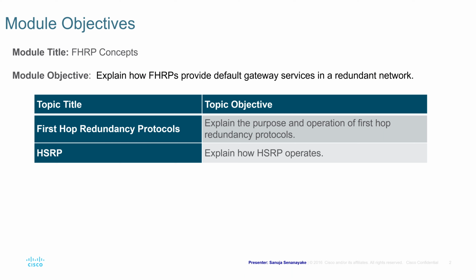In this lecture, we will explain how FHRP provides default gateway services in a redundant network. FHRP stands for First Hop Redundancy Protocol, and we will also cover HSRP, which is the Hot Standby Router Protocol, which is a Cisco proprietary version of FHRP.